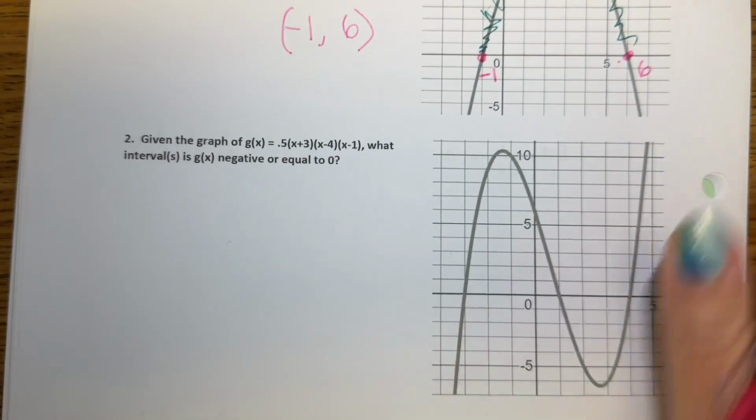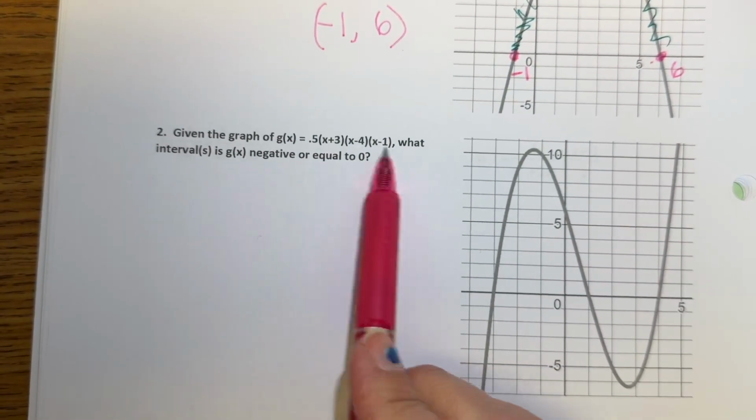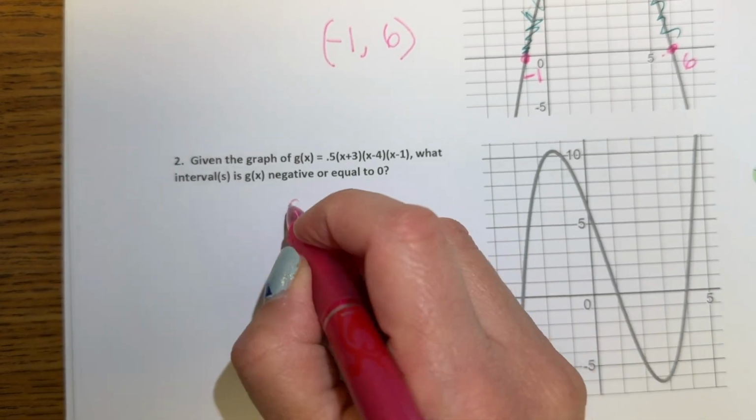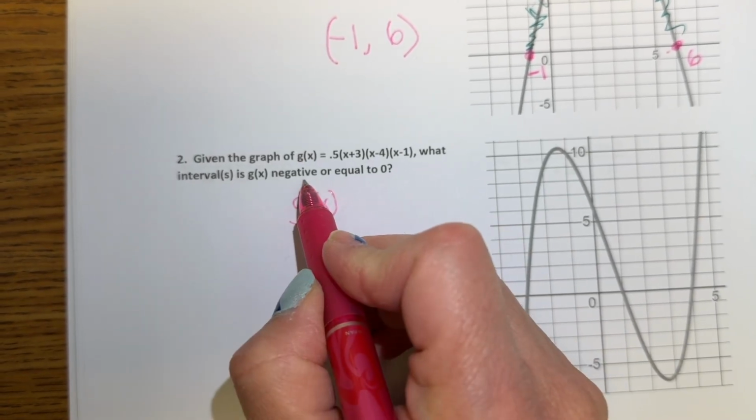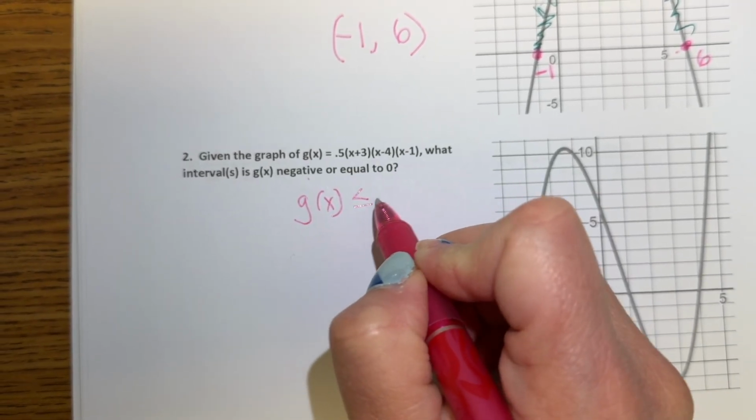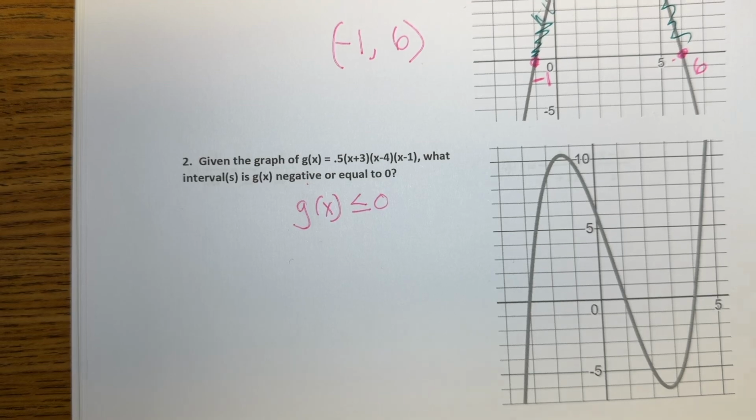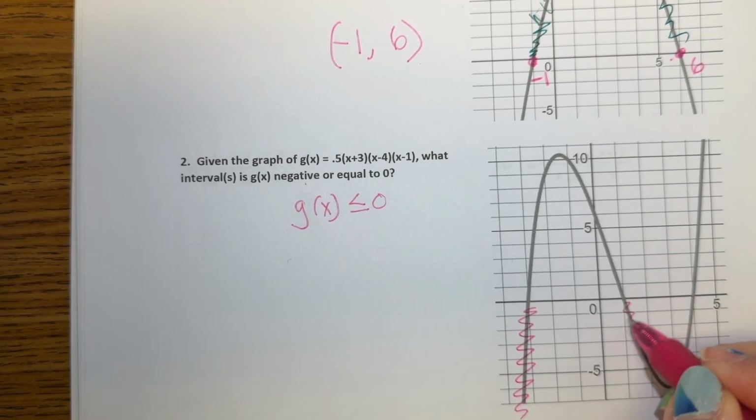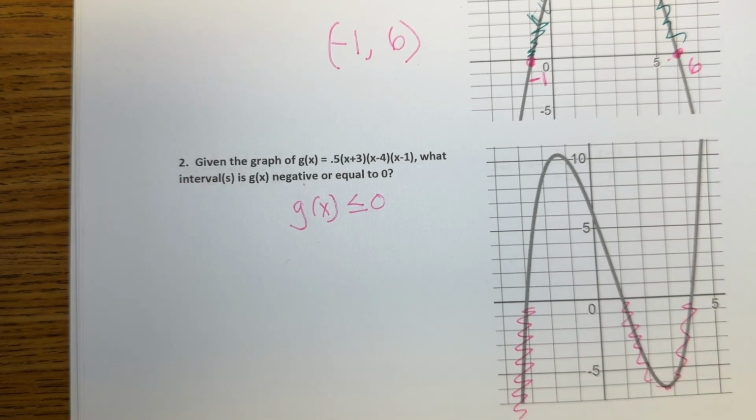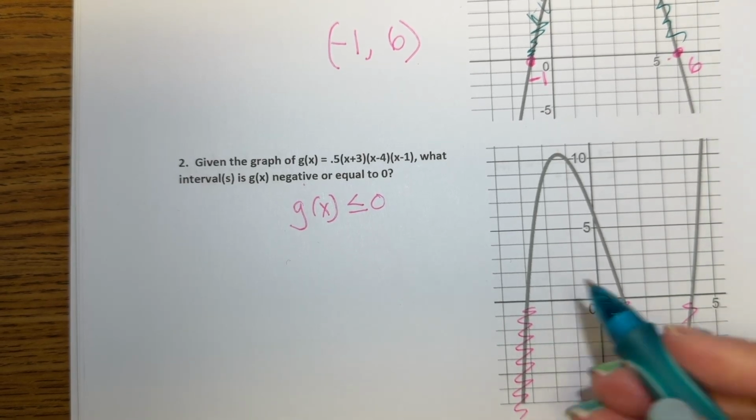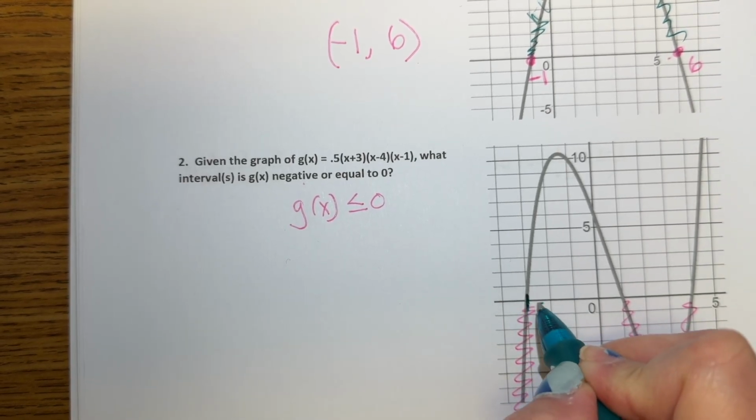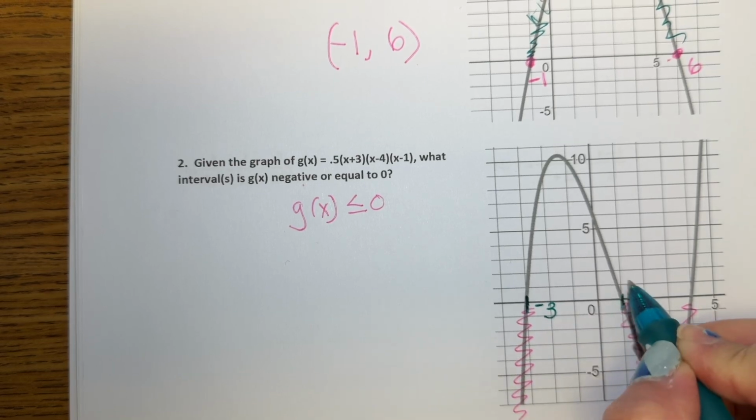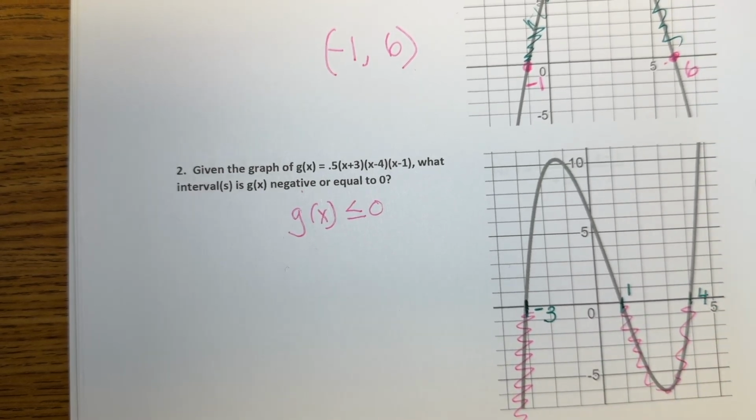All right, let's do number 2. Now we have the graph of g of x. When is g of x negative or equal to 0? So that's less than or equal to 0. So that's below the x-axis here and in this section. So we've got an x-intercept of -3, +1, and 4.